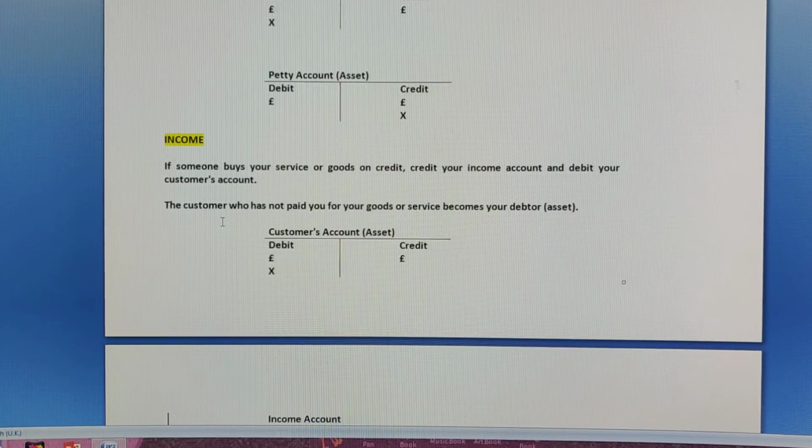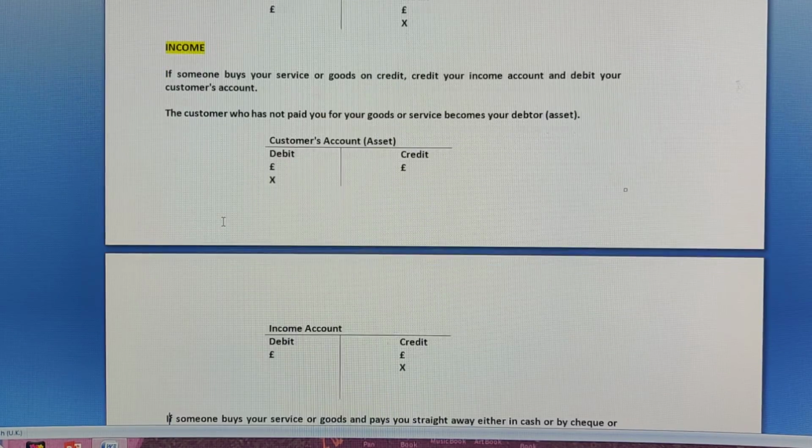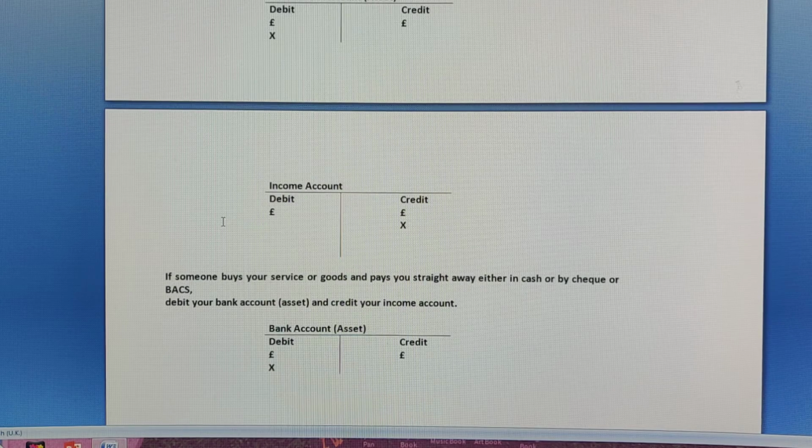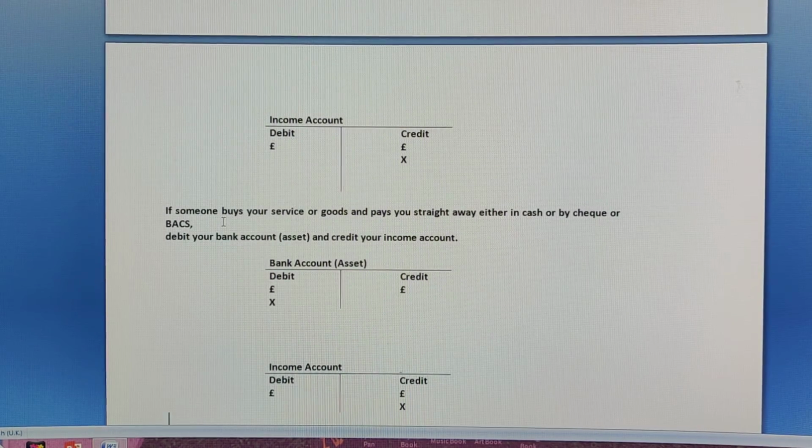On the income side, if somebody buys your services or goods on credit, your income has gone up, so you credit the income account, but your assets have gone up as well. That is, you are now owed money by somebody, and the money that is owed to you is your asset. So you debit the asset account because the assets have gone up. Now, if someone buys your service or goods and pays you straight away, you debit your bank account because your bank account has gone up by the amount paid to you by the buyer. But on the other hand, you have made money, your income has gone up, so you credit the income account.